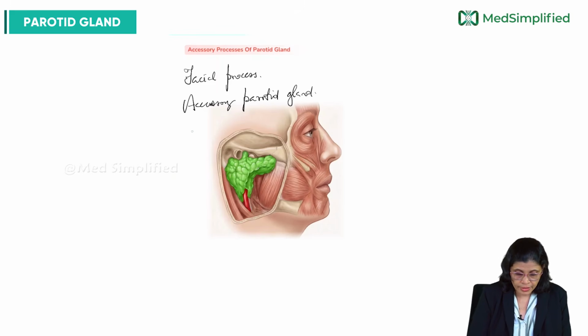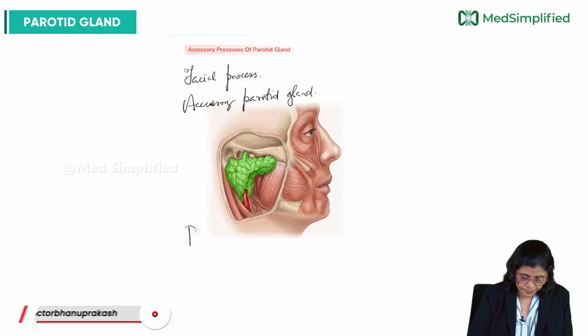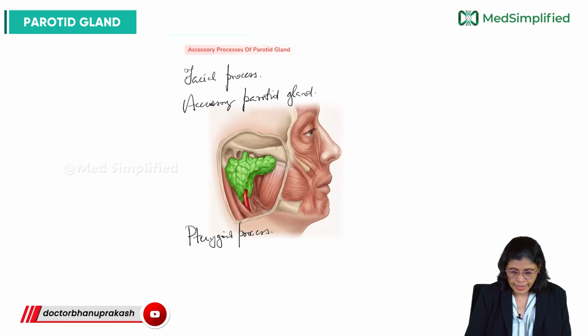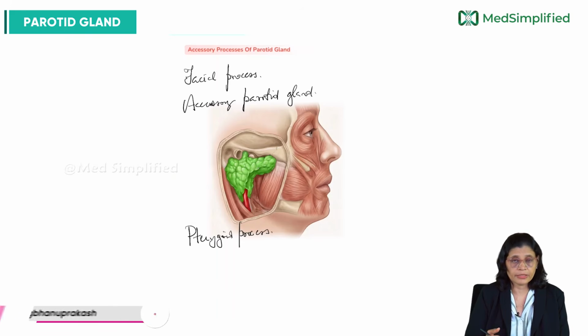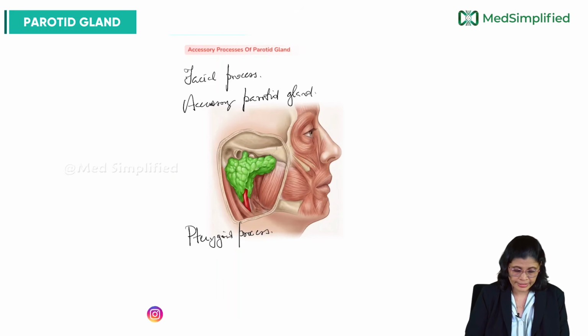Then we have the pterygoid process. So the pterygoid process extends forward from the deep part of the gland between the mandibular ramus as well as the medial pterygoid muscle. Okay, so between the ramus of the mandible and the medial pterygoid muscle. So that is why it is called the pterygoid process. From the deeper part, this will be the extension.